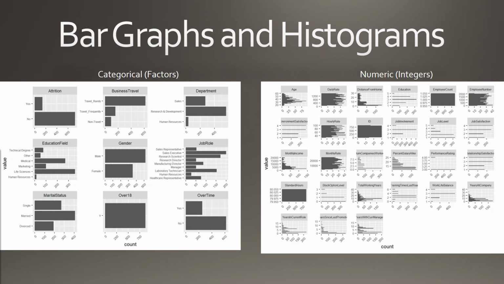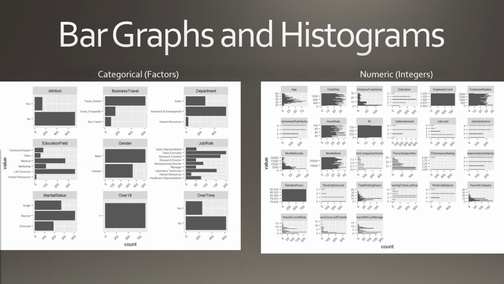Looking at the data, we split it into two groups, categorical and numerical. If we look at the categorical variables, we can see the variables over 18, employee count, and standard hours have only one value in all of the rows. So we can eliminate these from all models.